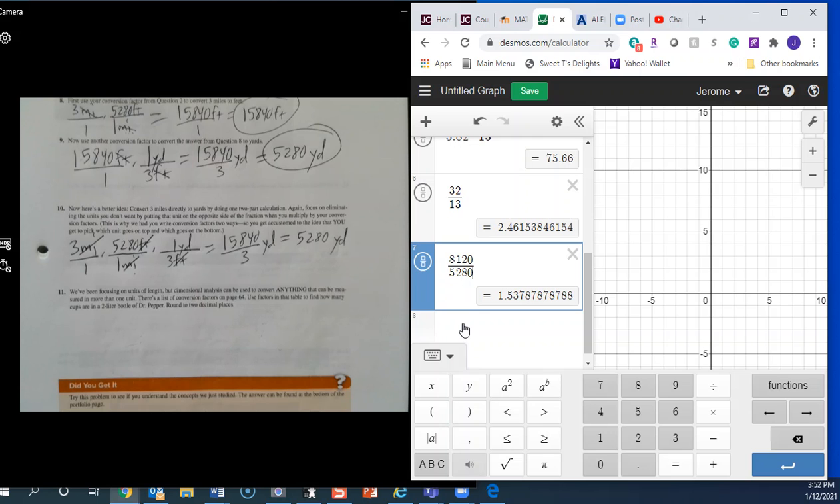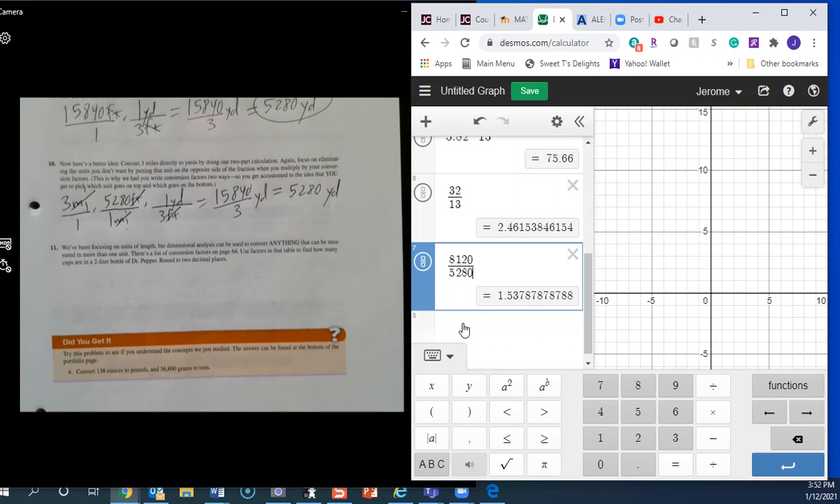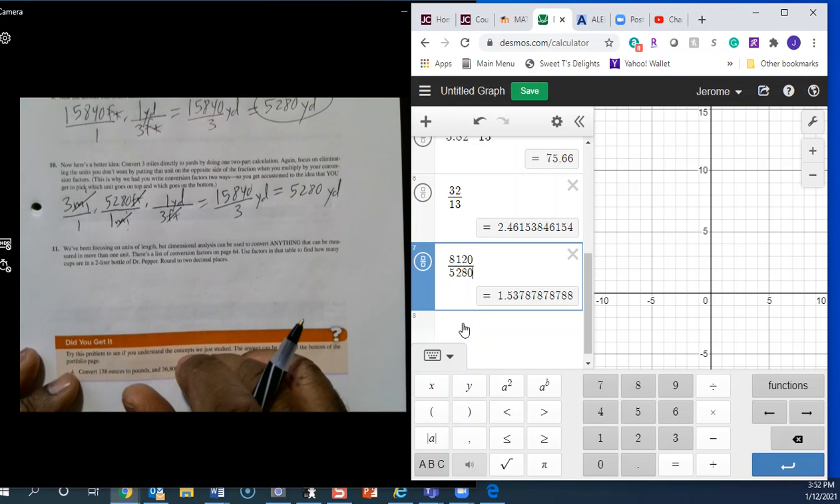Number 11. It says, we've been focusing on units of length, but dimensional analysis can be used to convert anything that can be measured in more than 1 unit. There's a list of conversion factors on page 64. Use factors in that table to find how many cups are in a 2-liter bottle of Dr. Pepper. Round to 2 decimal places.